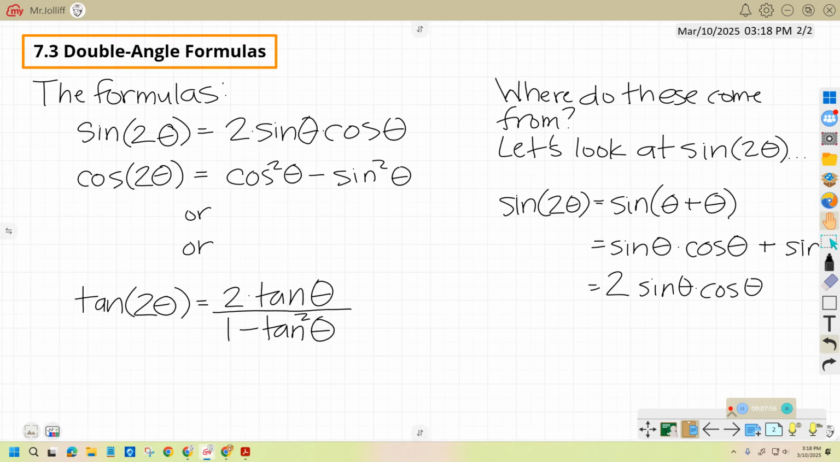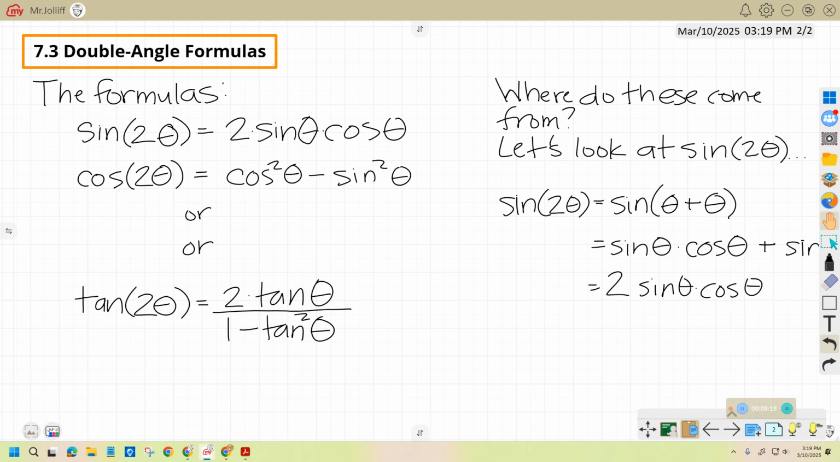Remember that the formula for cosine of A plus B is cos cos minus sine sine. Well, cos theta times cos theta is cos squared theta. Sine theta times sine theta is just sine squared theta. So this is cosine's addition formula simplified.